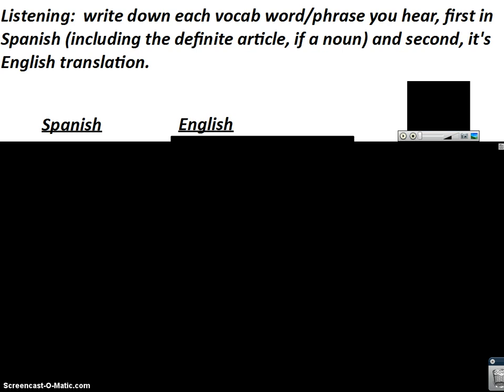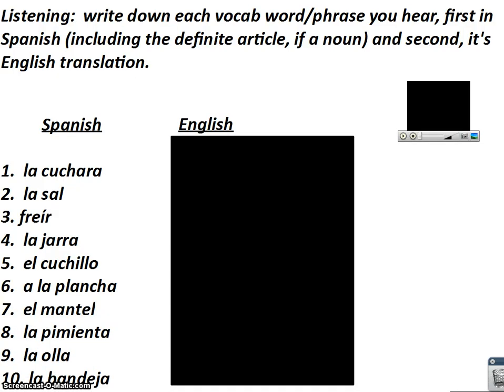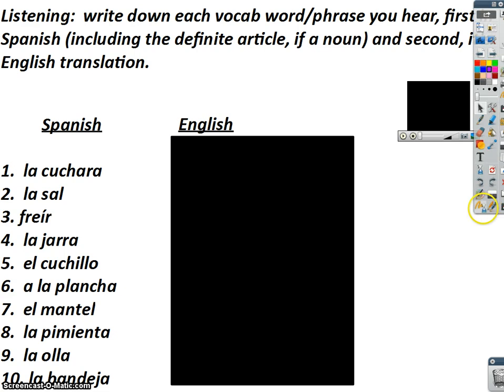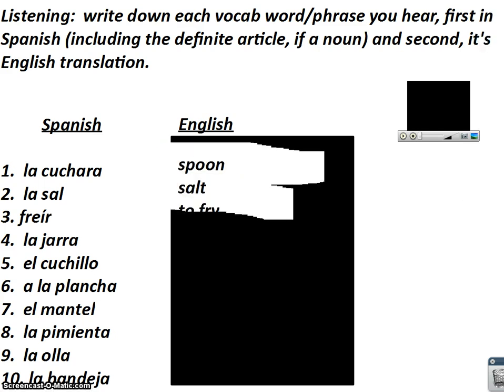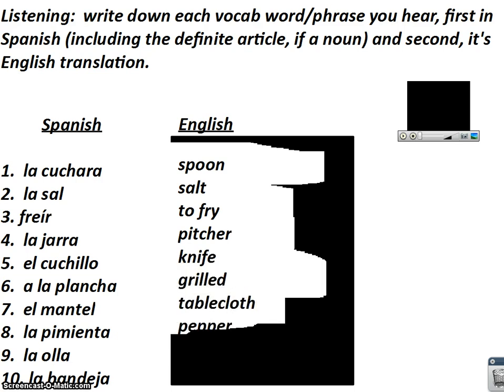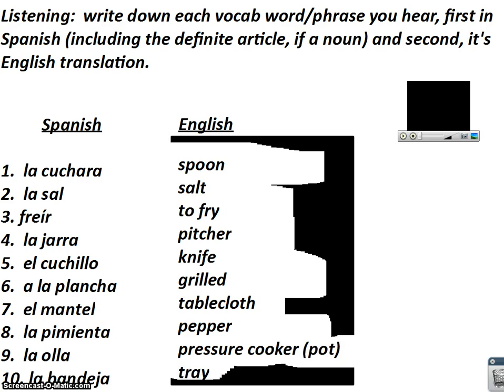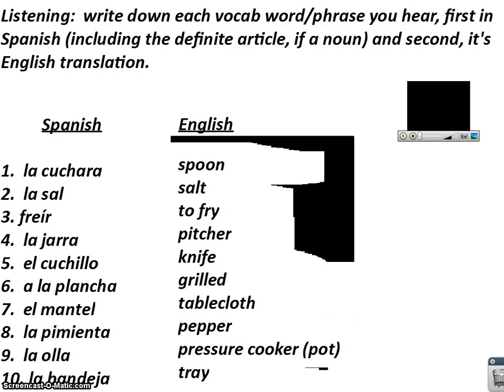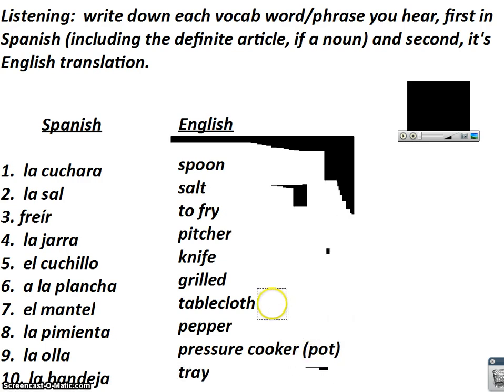Alright, so if you want to check your answers, I'll show you them. If you want to listen to them again, please do. Here should be your Spanish words and spellings. And again, press pause if you need more time, but filling in the English, you should have spoon, salt, to fry, pitcher, knife, grilled, tablecloth, pepper, pressure cooker or pot, and tray. Alright, thanks for reviewing. Good job.